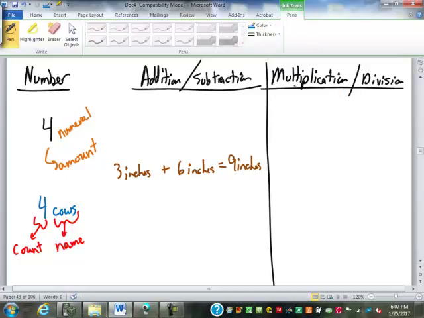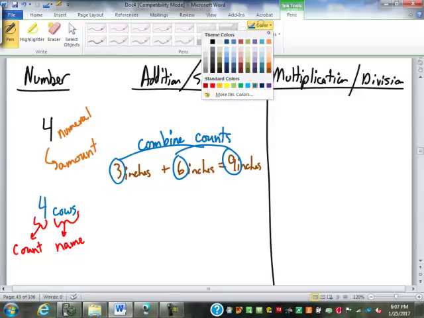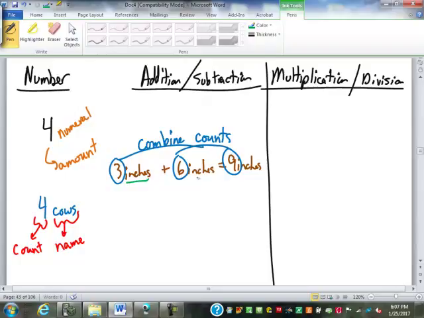Let's take a look at what's happening with our count and our name. We have a count of 3 and 6. They become a 9. We combine the counts. We're adding numbers, so we combine them with addition. If we look at the names, we have inches, and they become inches. We just keep the same name. The name does not change.